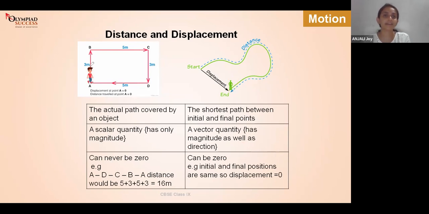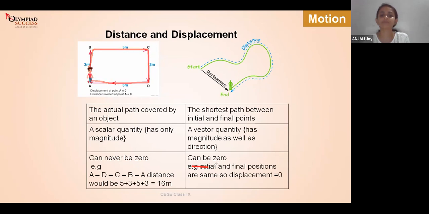For example, take the example of this boy. He started from position A to B, B to C, C to D, and D to A. That means he has traveled how much distance? 3 plus 5 plus 3 plus 5. How much distance he has traveled? The boy has traveled a total of 16 kilometers. So he has traveled 16 kilometers.